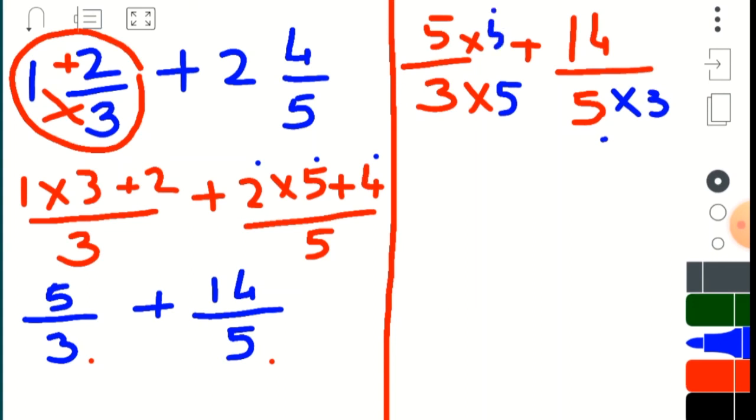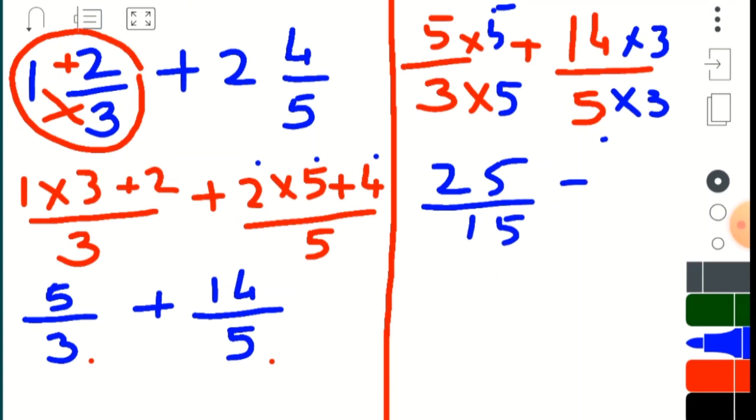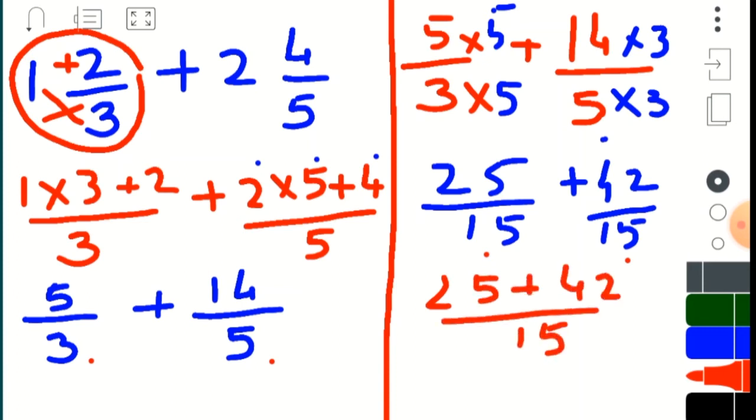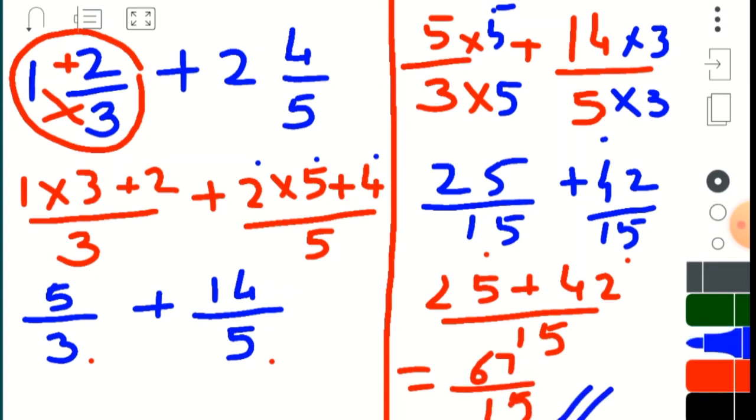Here also with 5 and here with 3. So the answer you will get: 5 5s are 25 upon 15 plus 42 upon 15. Now the denominators are same, so you will do the direct addition. 25 plus 42 upon 15. So the final answer is 67 upon 15. So this is your final answer.